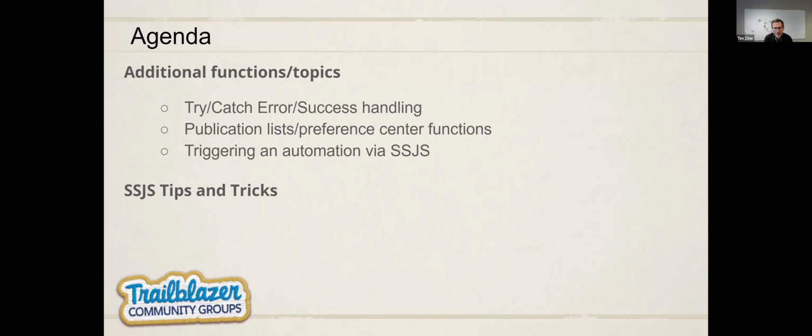So the first 2 are related to SSJS, and in a session, I think last week's session covered try-catch. I think error handling has been covered throughout the sessions, but the actual handling and storing of those errors and those success functions within server-side JavaScript, we thought it'd be good to go through the effort of logging those for a use case. And then second, we've touched upon publication lists and preference management as we're working to build this preference center, which is the typical use case for server-side JavaScript.